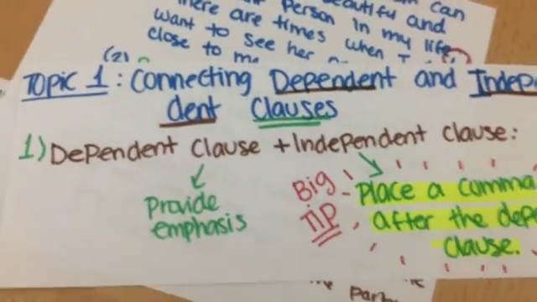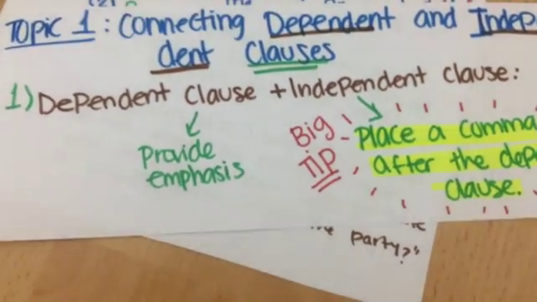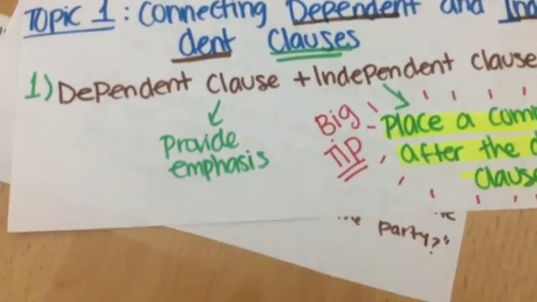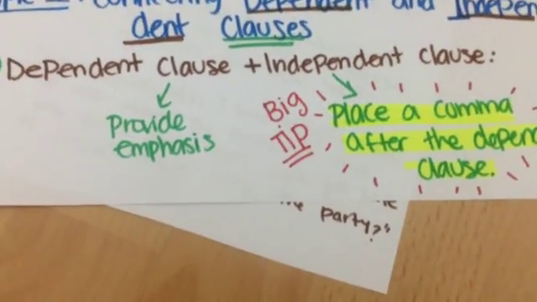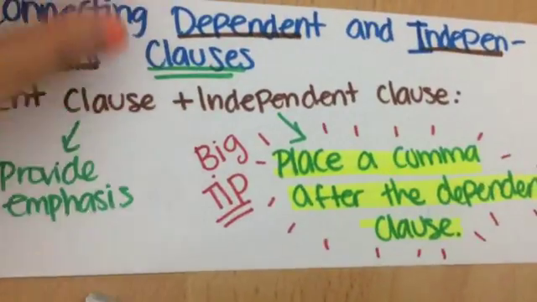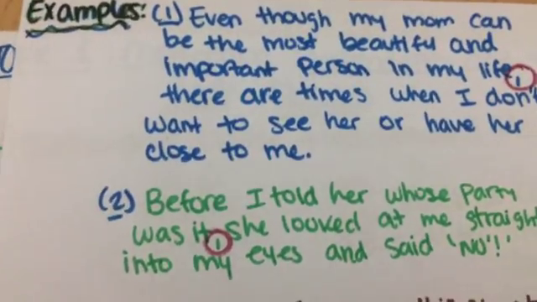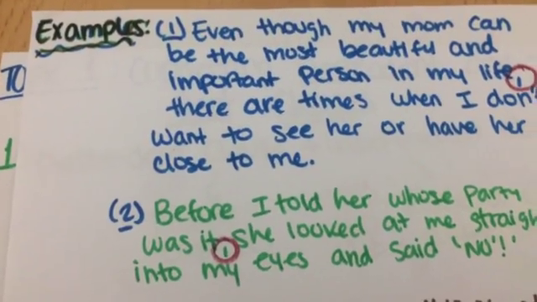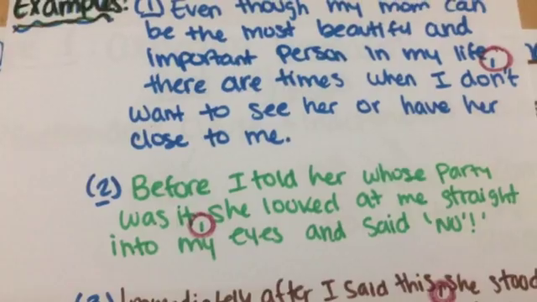Topic 1. Connecting dependent and independent clauses. One thing that you should know about this is that most of the time we do this to provide emphasis to the phrase. Also, after a dependent clause and before the continuation of the independent clause, you should always put a comma between one and the other. Some examples are this. Even though my mom can be the most beautiful and important person in my life, there are times when I don't want to see her or have her close to me.